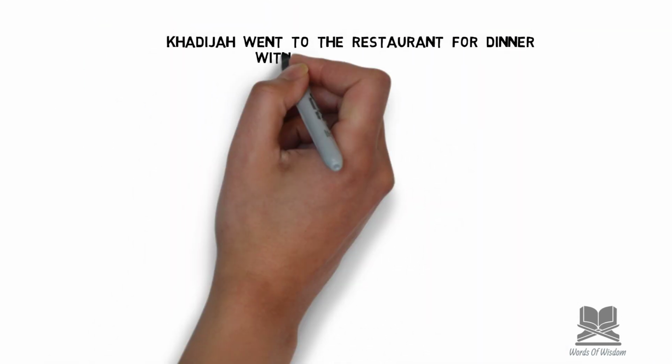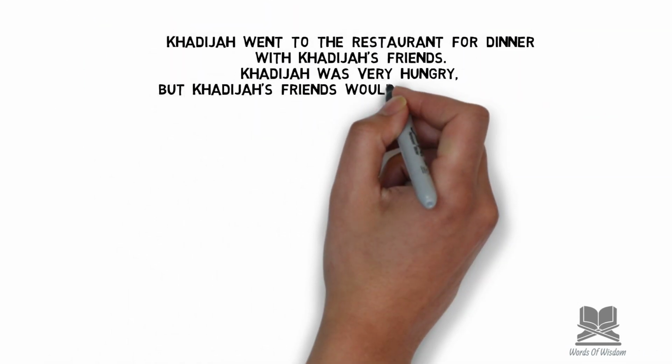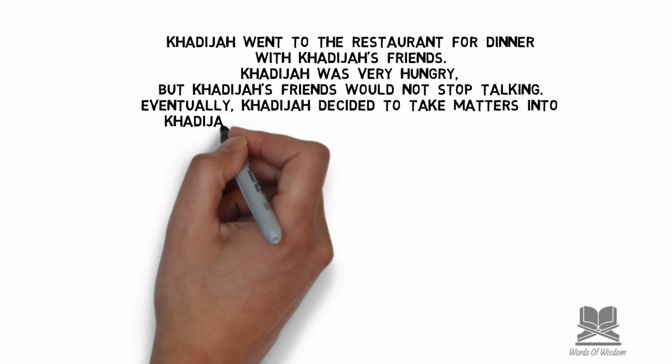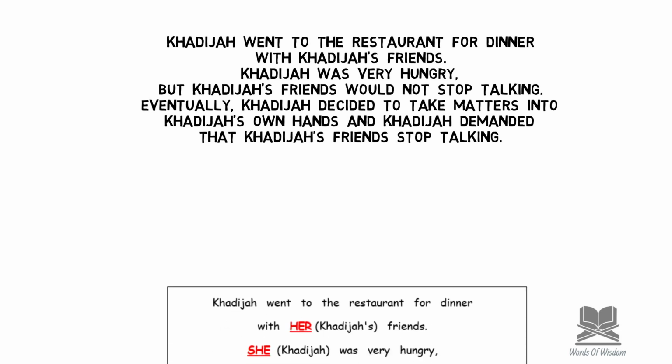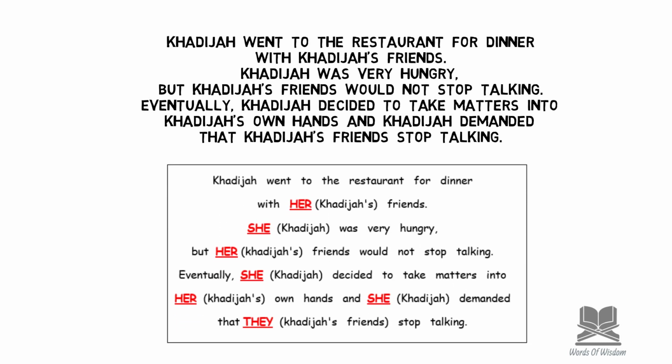Let's keep the example that I've just used at the top, and let's look at it using pronouns to see the difference it makes. So, the sentence would look something like this. Khadija went to the restaurant for dinner with her friends. She, meaning Khadija, was very hungry, but her friends would not stop talking. Eventually, she decided to take matters into her own hands, and she demanded that they stop talking.